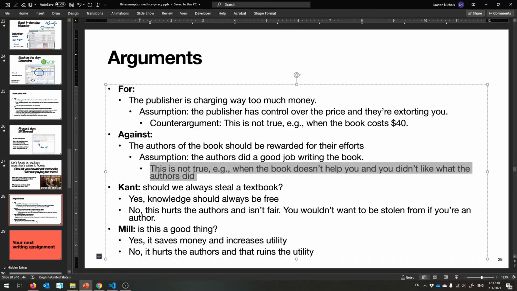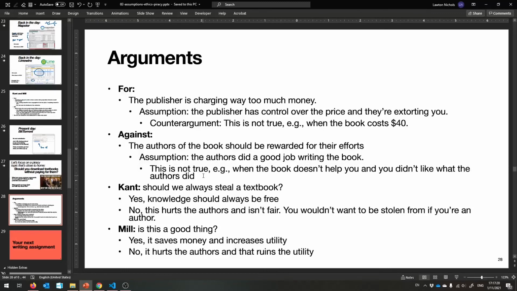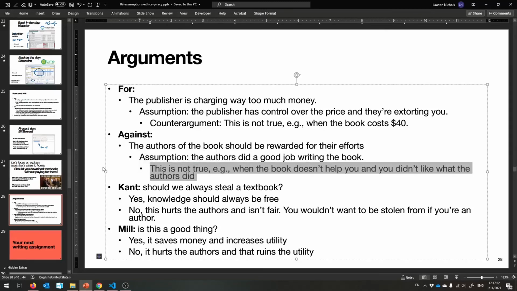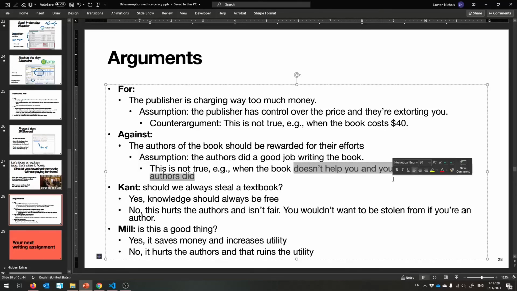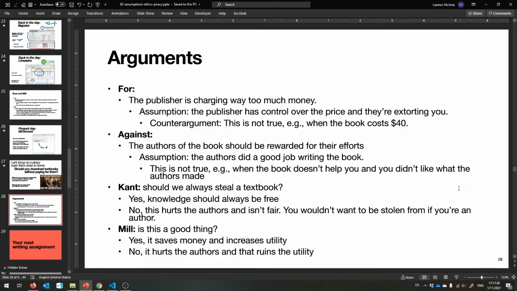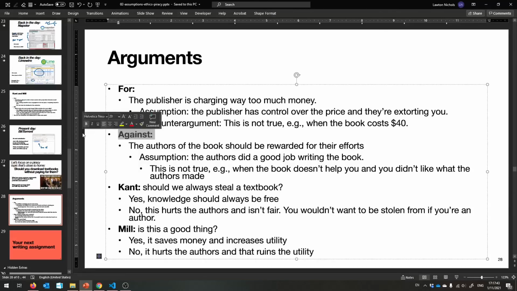And again, another counter-argument here. A reason why this argument doesn't always work is that maybe the book doesn't actually help you. You don't like what the authors made for you, okay? What they did, what they made, what they wrote. Okay? So maybe it's not helping you. You're just forced to buy it, and that's silly. Okay? So that is an argument against and a counter-argument.